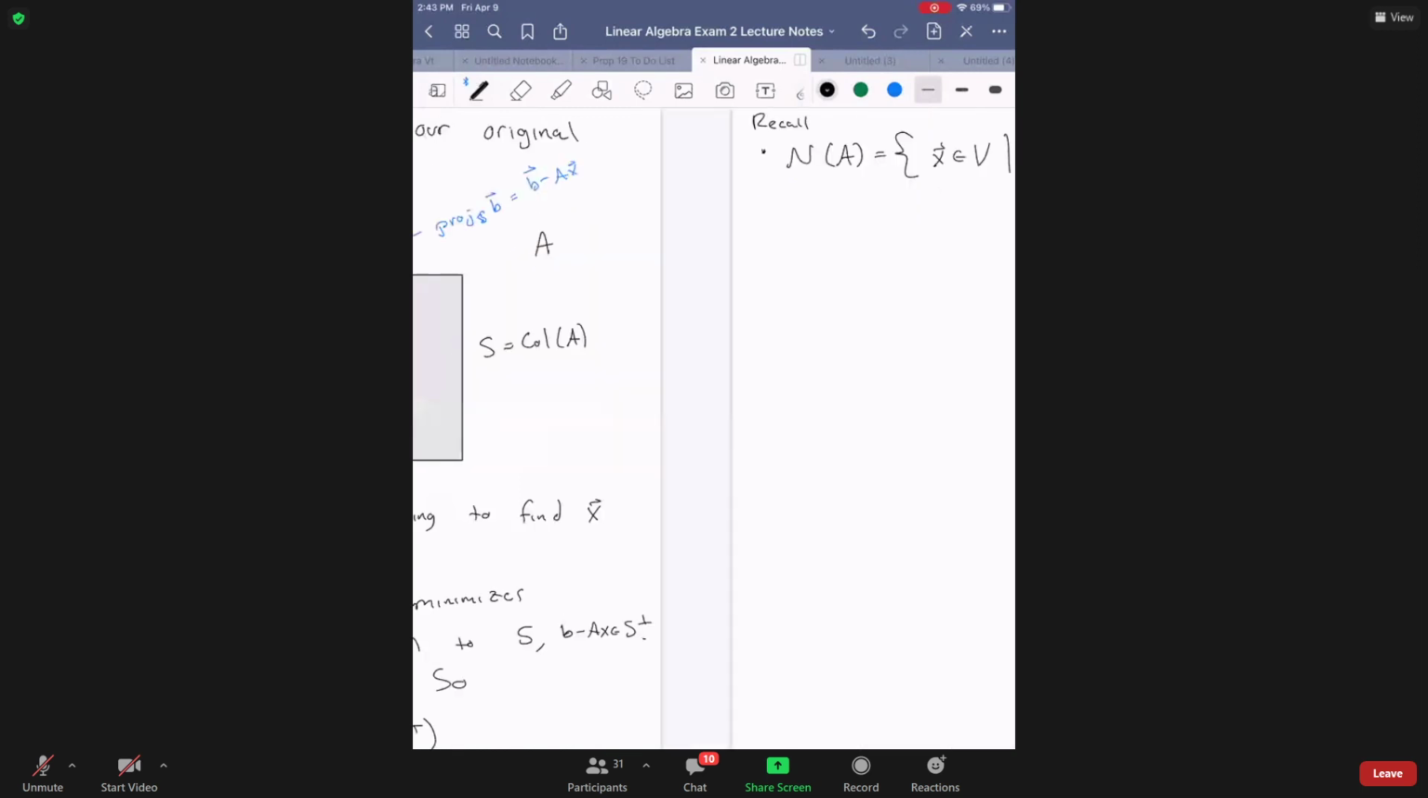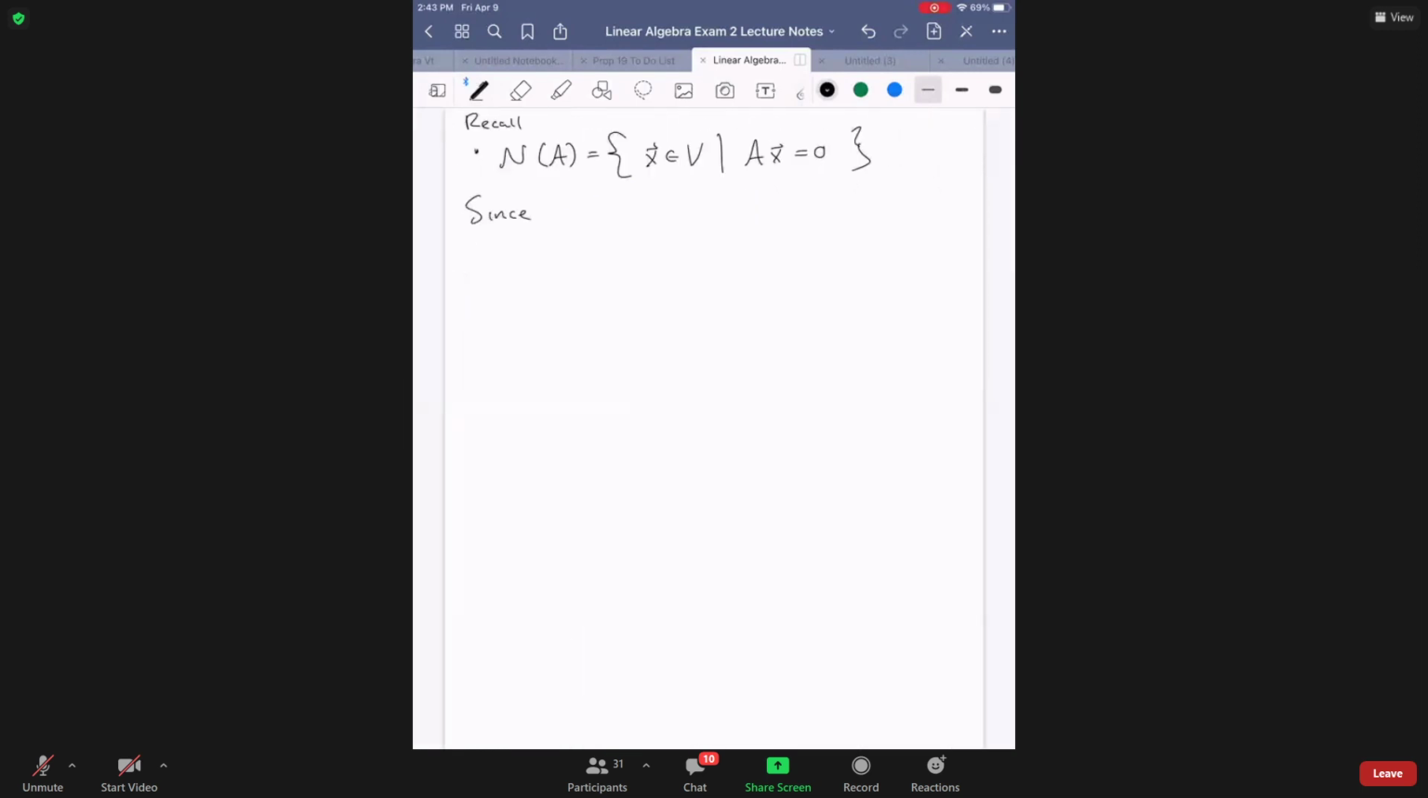So here, since B minus AX is in the null space of A transpose, A transpose times B minus AX should be 0. Or in other words, we have A transpose B minus A transpose AX is equal to 0. Or in other words, we have A transpose AX is equal to A transpose B.